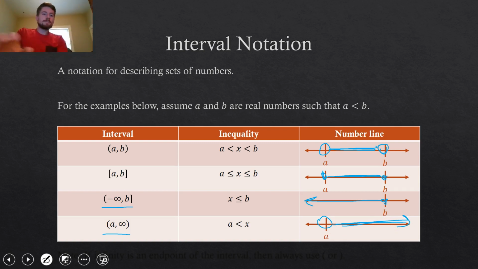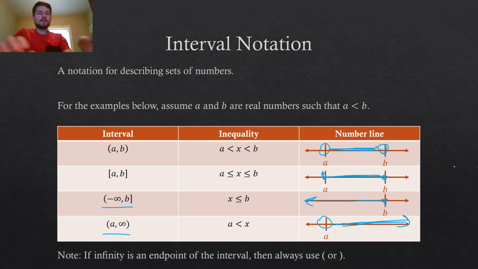So one thing to note is that if infinity is an endpoint, so if you've got all the numbers less than something and that goes on forever, or all the numbers greater than something and that goes on forever the other way, then you want to use parentheses where the infinity is instead of brackets. Okay, so just remember infinity and parentheses go together. Numbers can be with either a bracket or a parenthesis.